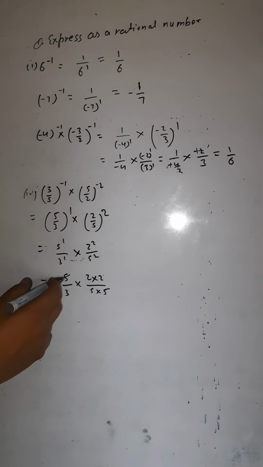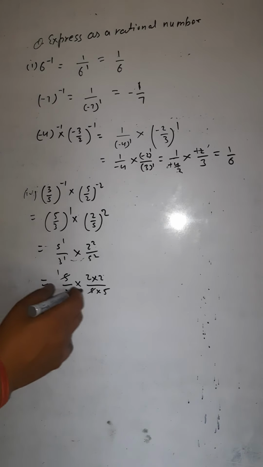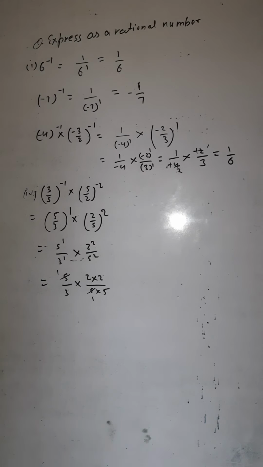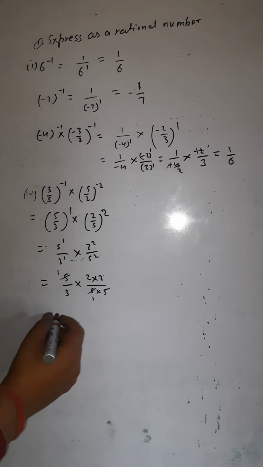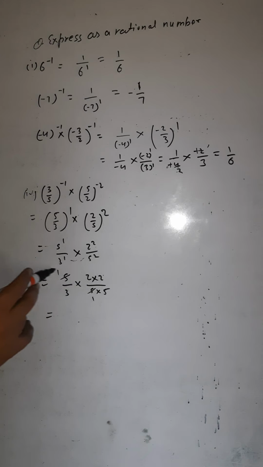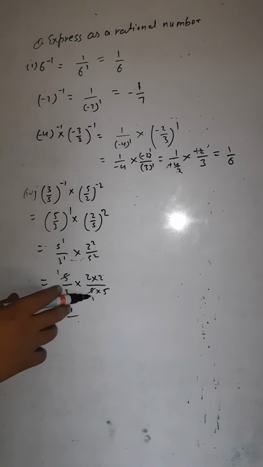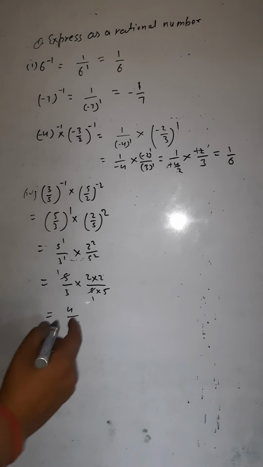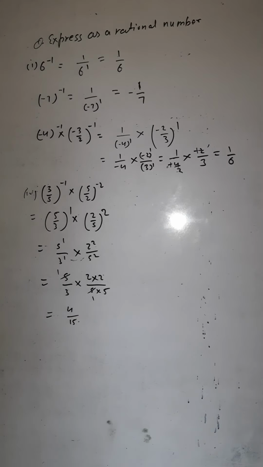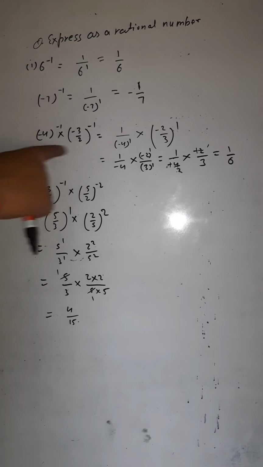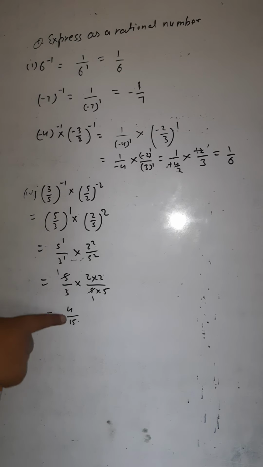So I can cut this 5 and this 5: 5 ones are 5, 5 ones are 5. Are you getting this? So the answer would be how much? Look here. 2 twos are 4 and 4 ones are 4. Downside what would be there? 3 ones are 3 and 3 fives are 15. So the answer would be 4 by 15. So we have expressed this in the form of p by q, that is a rational number.